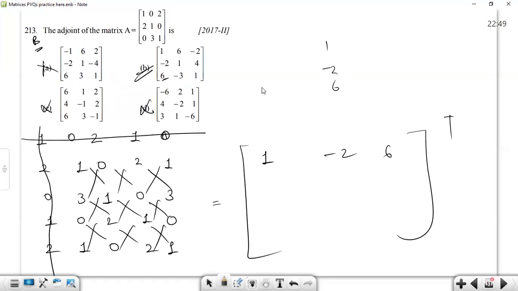Right? Any doubts? Any contradictions? Should I explain it once again? You only have to find one row. Its transpose means the first row will become the first column, and there will be other elements as well. But we have just matched the first column, which matched with option B only. So that's why we are able to conclude that B is the most appropriate answer.